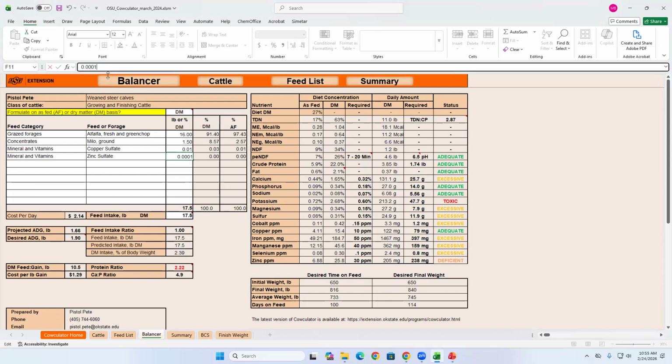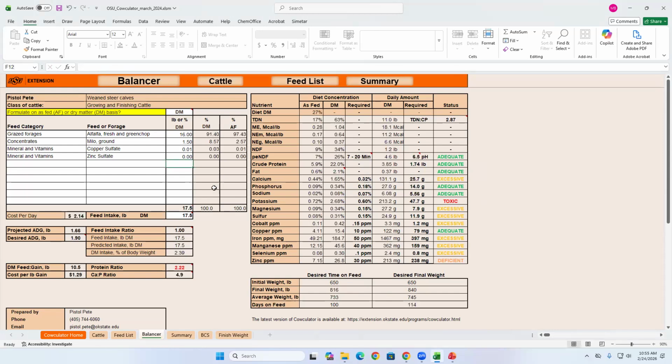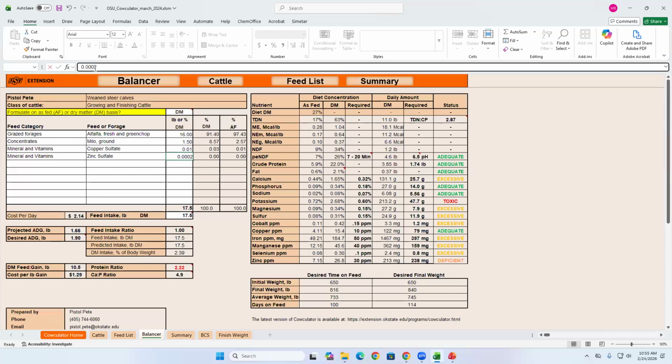So in feeds, they called this the trial and error method. Okay. So at 0.0005 pounds per head per day, we are now adequate in zinc. But we're feeding a mineral, free choice to cattle, that is 0.005 plus 0.005, so 0.005 times 16, 0.0005.